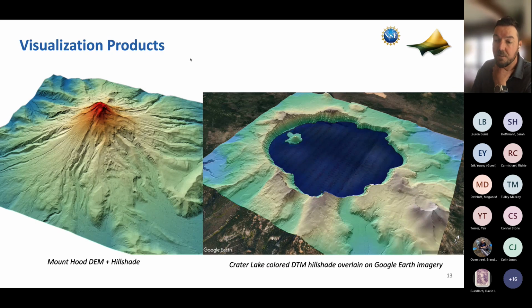You can look at these in other ways. Here's Mount Hood in 3D, and another one of just Crater Lake, where we produce Google Earth KMZ files, and you can bring those into Google Earth and look at them really easily. So it's another simple pathway for interacting with these data sets.